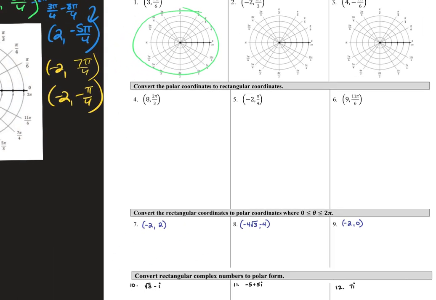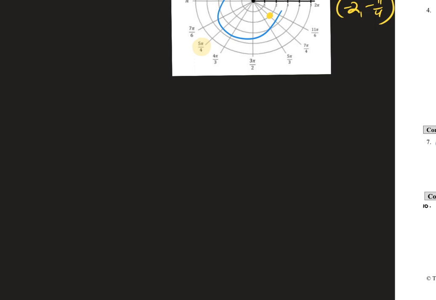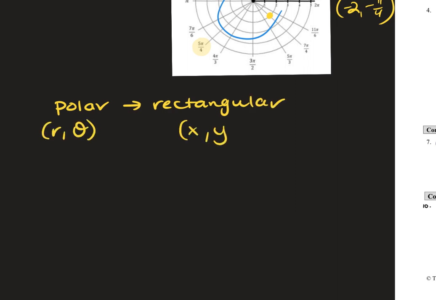Then number 4 says convert polar to rectangular. So I'm going to go from polar, which is my r, theta, to rectangular, which is my x, y. For these, you just do r cosine theta, comma, r sine theta. You'll find out what theta is, find the sine and cosine at theta, and multiply it times r. Obviously, you need to know your unit circle angles for those.